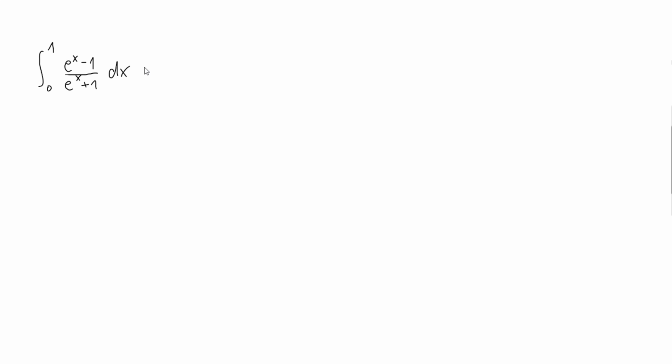So today we want to integrate (e^x - 1)/(e^x + 1) from 0 to 1 with respect to x, and we want to use substitution in order to solve this integral. So firstly, what we are going to do is we multiply both the numerator and the denominator with e^(-x/2).